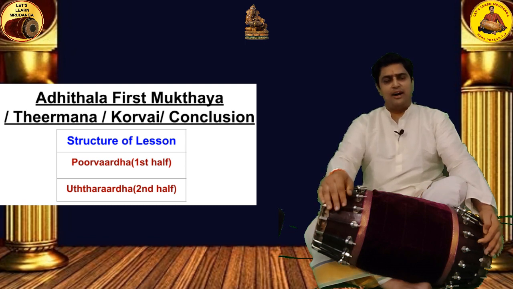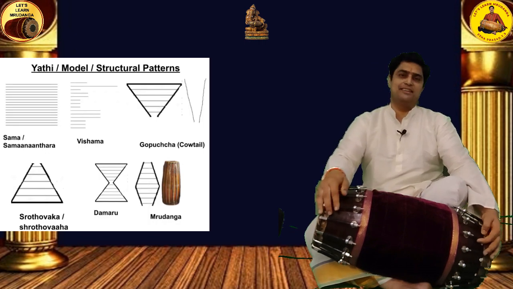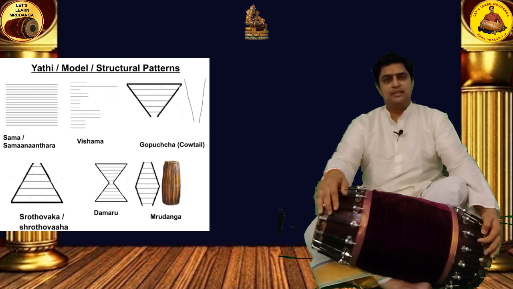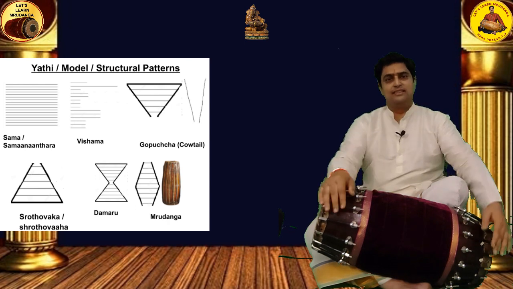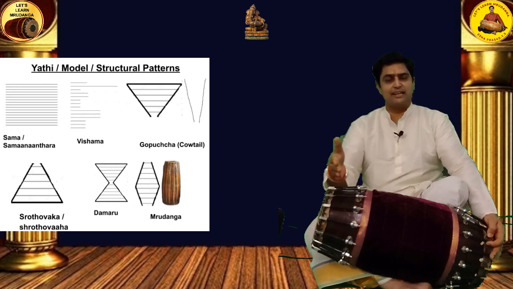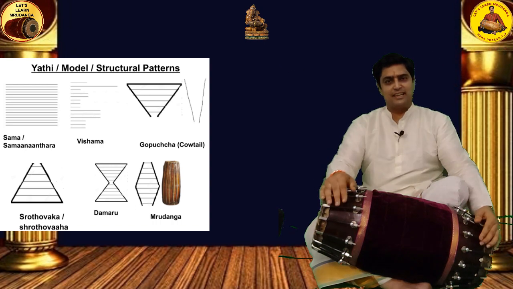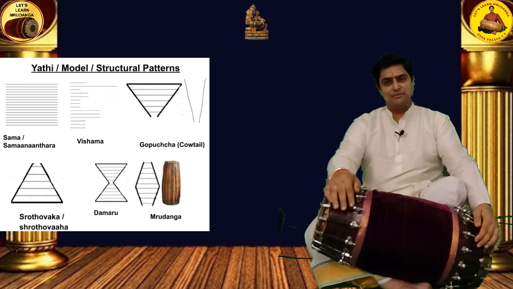Fine. How do you identify or how do you compose a Theermana or a Mukthaya? For that, in the first half, we need to follow certain structure. It can be a repetition of the same element or same solukattu, or it can be a gradual increase of letters, say 2 letters, 4 letters, 6 letters, 8 letters, like that. So that will be like a pyramid structure, right? Or a trikona shape, we say.